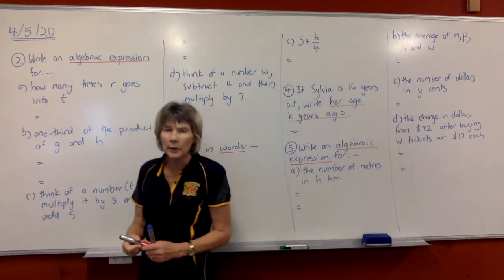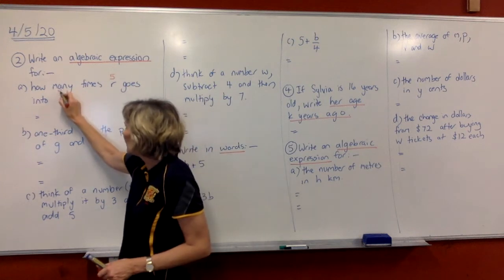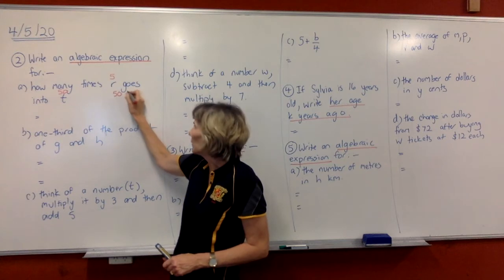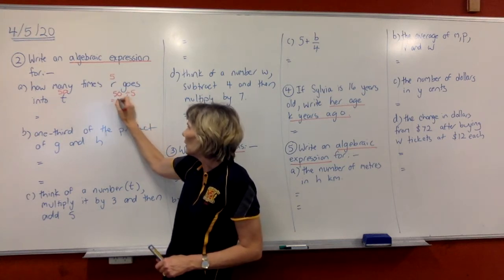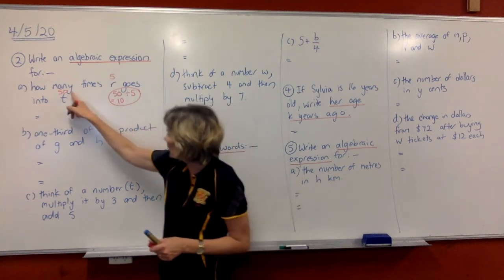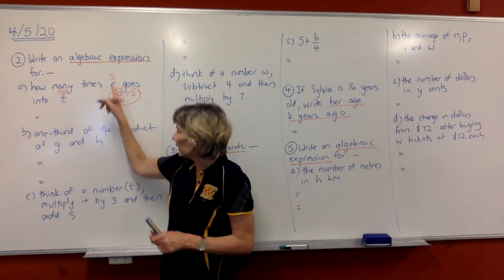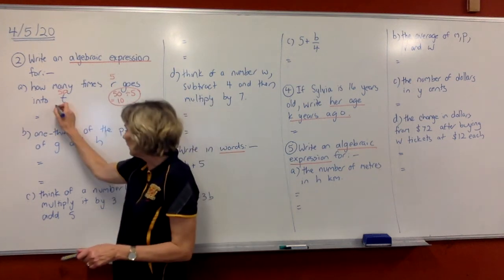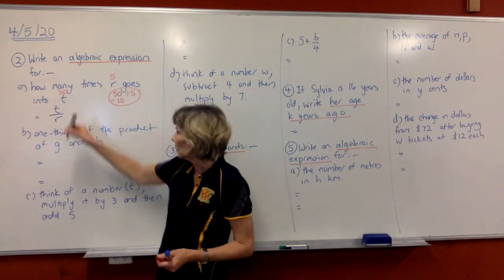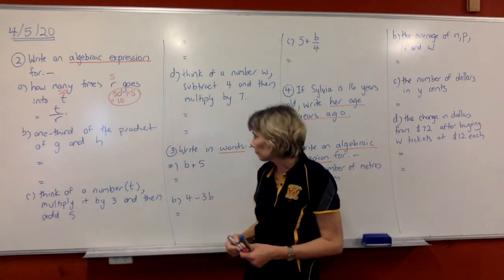So if I said to you, how many times does 5 go into 50? You would say 50 divided by 5. It goes in 10 times, right? So we're going to do that in that order. So where the 50 was, we have a T. So we're going to do T divided by R. Now remember, when we do divisions, I told you to write it as a fraction because that will give you the simplest answer and you'll get it right.